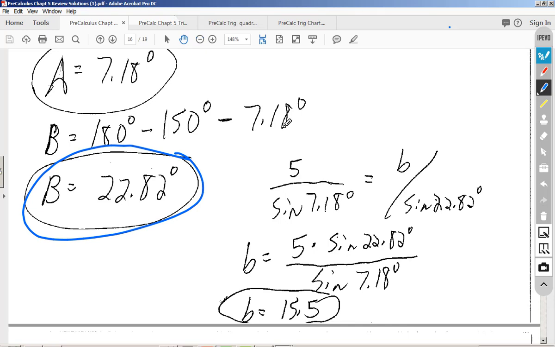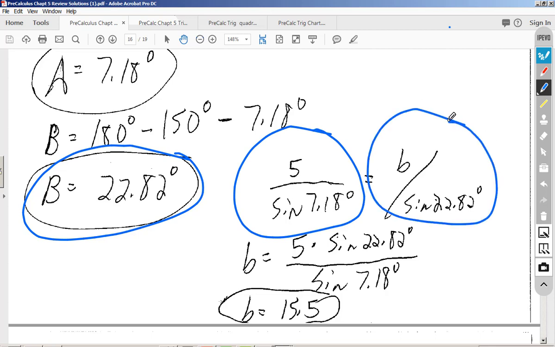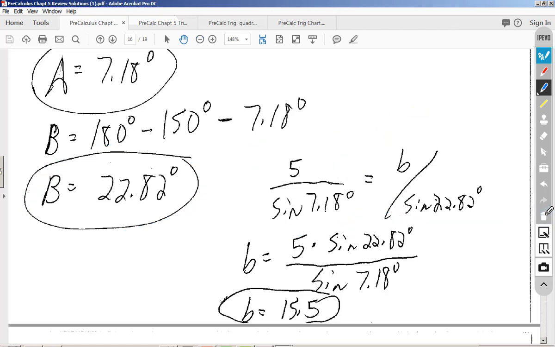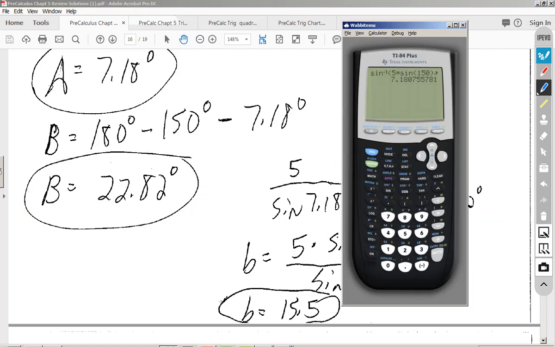So now setting up that proportion. Here's my A proportion. I've got 5 over the sine of 7.18, all equals B over the sine of 22.82. So I'm going to multiply by this and put it in my calculator and find that answer. Let me slide my calculator out of the way so we can see it.